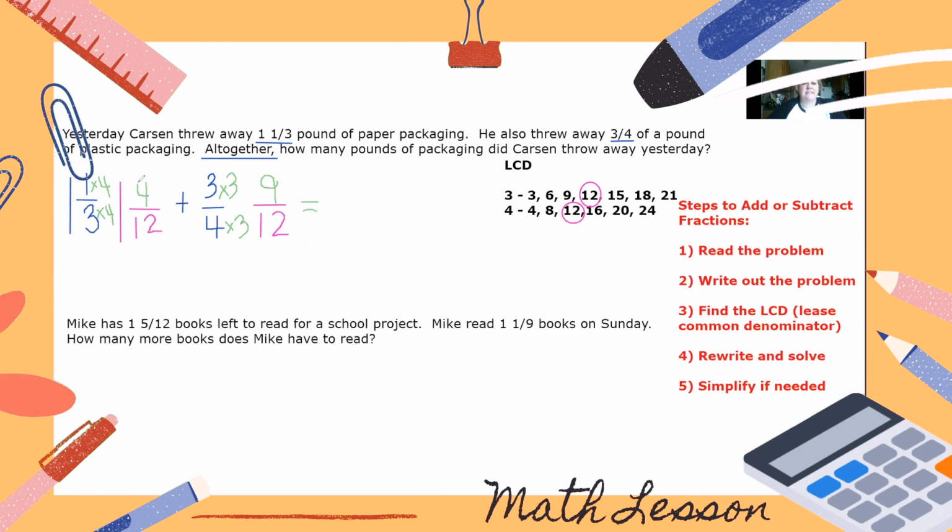First thing I need to decide is I have a whole number here of 1. I do not have a whole number here, so this is the same thing as 1 plus 0, and 1 plus 0 is 1. And then we have 4 plus 9. 9 plus 4 equals 13. And my denominator is going to stay the same since we found a common denominator, and my denominator will still be 12.